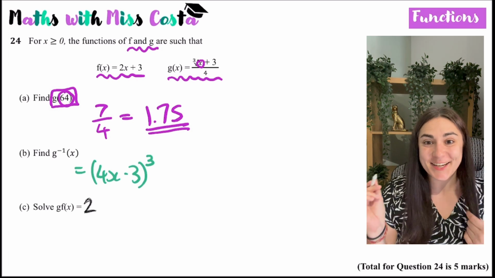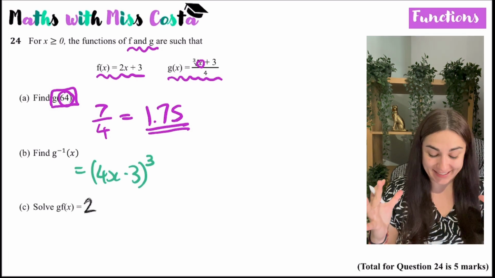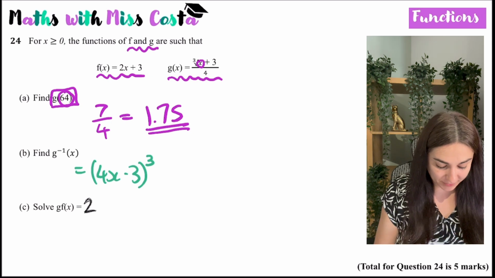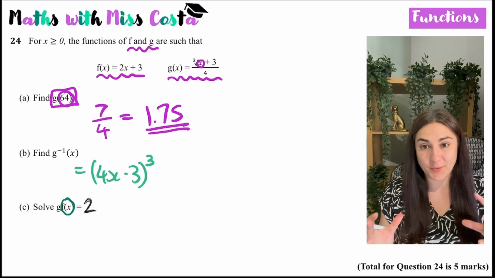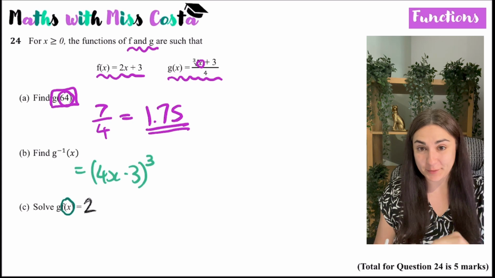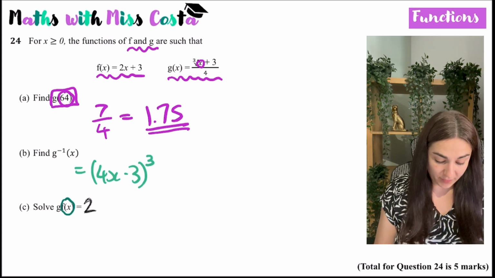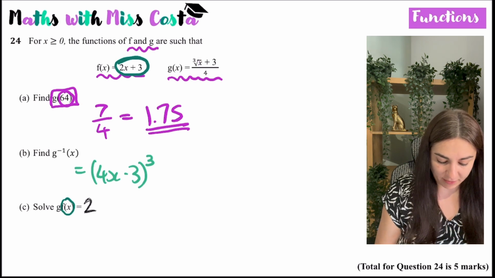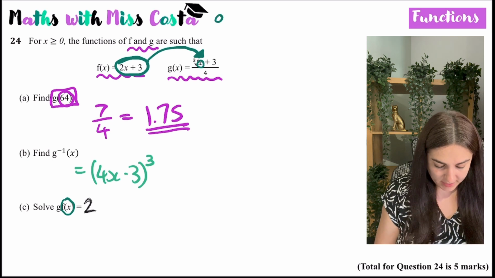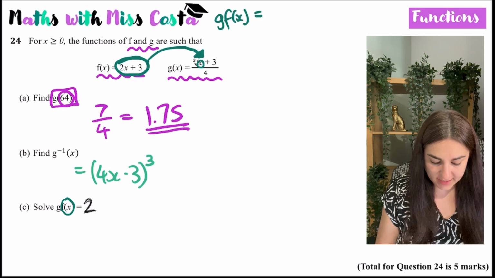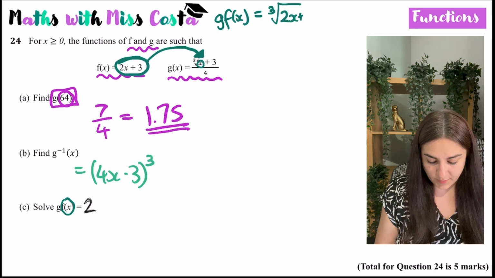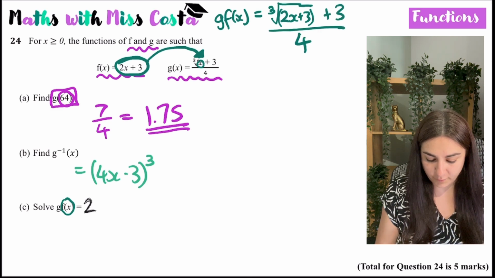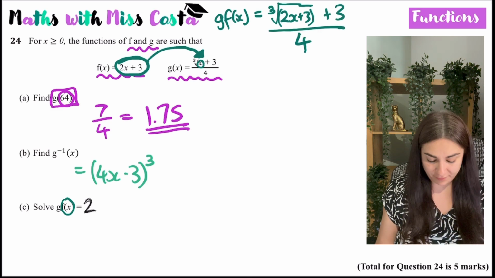So let's start again. I'm being asked to solve g of f of x equals 2. So with composite functions, what you do is you always start from the x and you work your way outwards. So you find the f of x first and then you substitute that into g. So I know that I'm putting f of x, which is this, into g of x. So wherever I see an x, I'm going to put this whole expression here. So g of f of x is going to be the cubed root of 2x plus 3 plus 3 over 4.